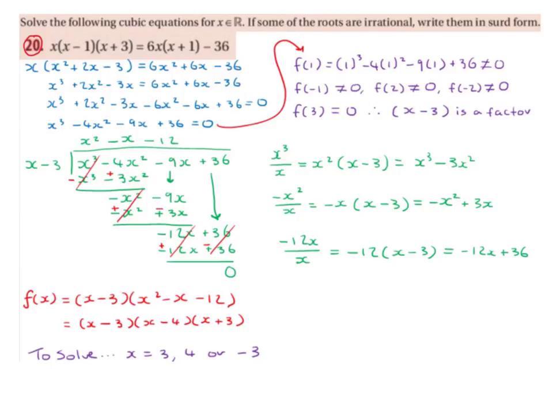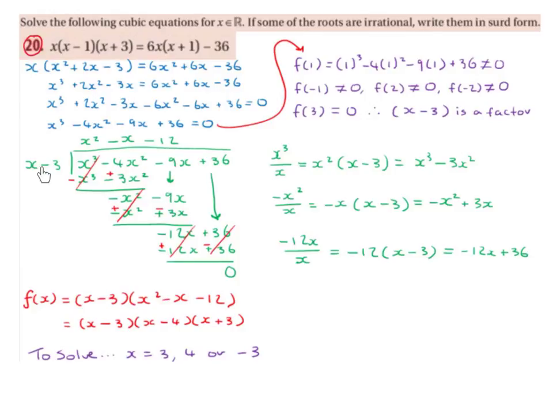We take the highest power of x inside the bus stop, which is x cubed, divided by the highest power of x outside the bus stop, which is x. And x cubed divided by x is x squared. That goes on top of the bus stop. Then x squared times x minus 3 gives us x cubed minus 3x squared, which we put under the bus stop. We change the signs, the new signs are written in red. These cancel, and minus 4x squared plus 3x squared is going to be minus x squared. We bring down the minus 9x, repeat the process.